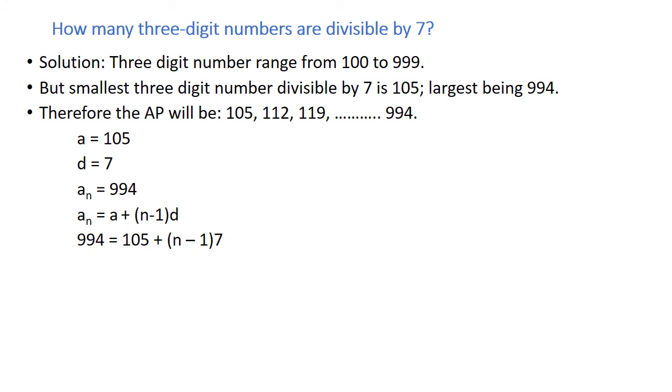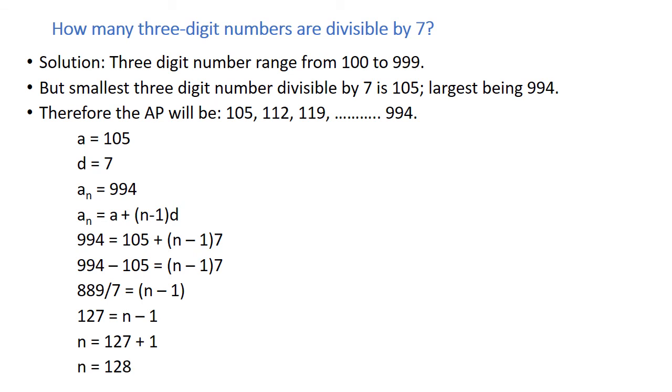Once again we follow a pattern over here, correct? This is the third time we are finding this n. First, what we have to do, a has to go to the other side. So 105 goes on the other side and becomes minus. Then d has to go to the other side. Into d goes on the other side and becomes divided. Yes. So 994 minus 105 is 889. 889 divided by 7 will give you 127. n minus 1 is 127. n is equal to 127 plus 1, 128. Yes, we got 128: the total number of 3-digit numbers divisible by 7.